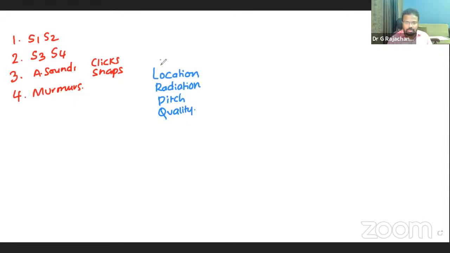Sorry, I forgot one more. Timing is also there. That means whether the murmur is systolic or diastolic or sometimes continuous. That means it is present in the systole as well as diastole at the same time. So this is called a continuous murmur. Then the murmur also has intensity. Just now we were talking about the 5 grades of intensity, so that also we need to study. Then we also have some physiological maneuvers.